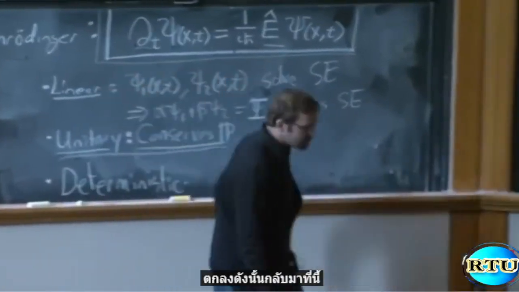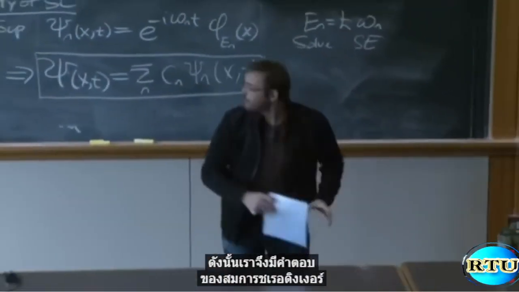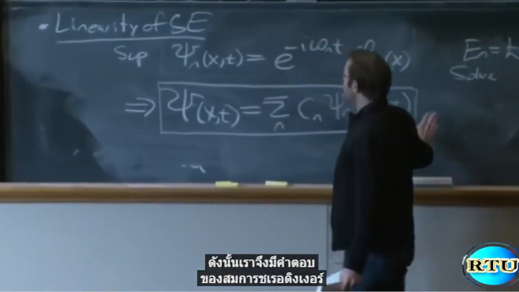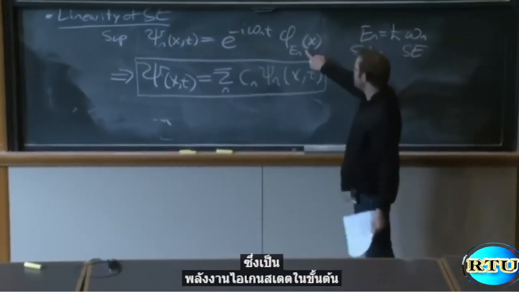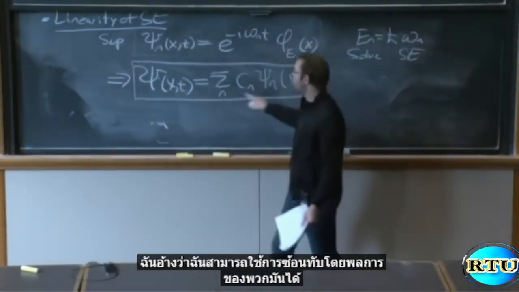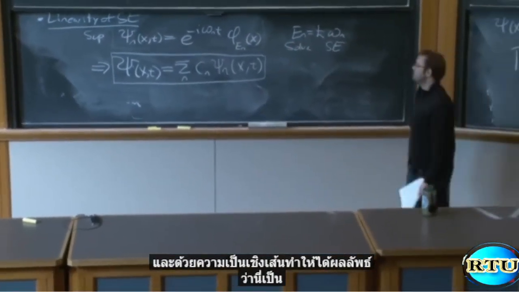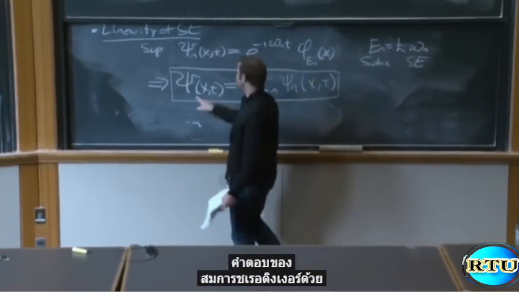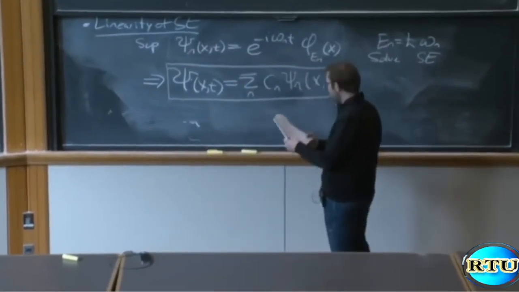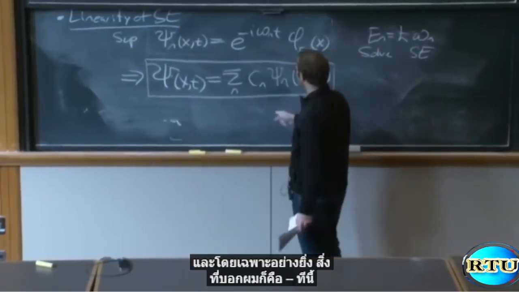OK. So coming back to this, we have our solutions of the Schrodinger equation that are initially energy eigenstates. I claim I can take an arbitrary superposition of them and by linearity derive that this is also a solution of the Schrodinger equation.